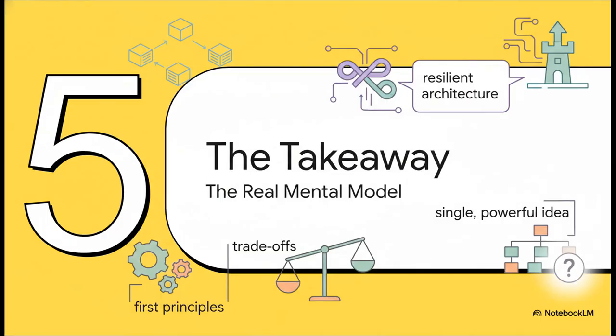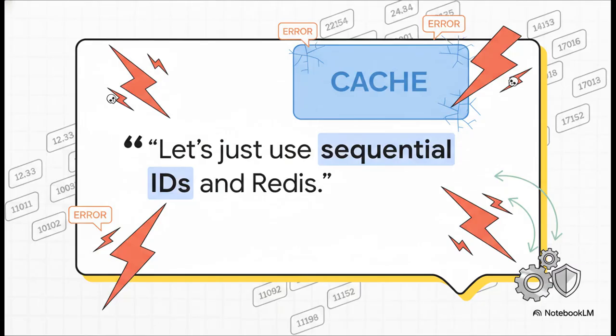So after this entire journey, starting from first principles, working through all the trade-offs, and landing on a resilient architecture, what is the single most powerful idea we should all walk away with? First, let's talk about the anti-pattern, what I call the staff engineer trap. It's that tempting shortcut: let's just use sequential IDs from the database and put Redis in front of it. It feels easy, it feels fast, but it's a trap because it completely ignores the reality that your system will be accessed by adversaries. It prioritizes initial simplicity over long-term resilience.